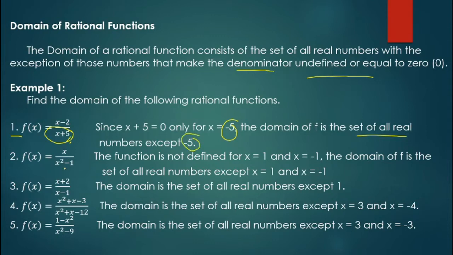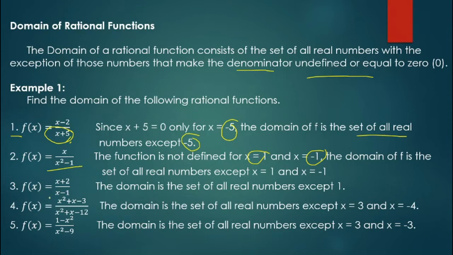Next, for the number 2, we have the denominator of x squared minus 1. So, ano ang bawal sa kanya? So, hindi siya pwedeng mag-positive 1 at negative 1. So, the domain of f is the set of all real numbers except positive 1 and negative 1. Because 1 times 1 minus 1 is 0 and negative 1 times negative 1 is 1 minus 1, that is equal to 0. So, mag-undefined yung ating function.